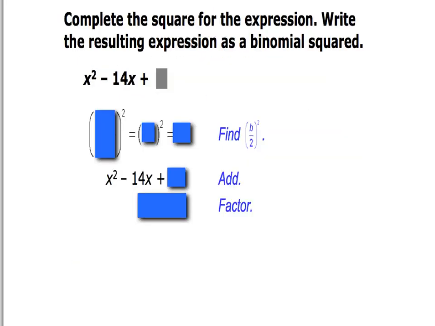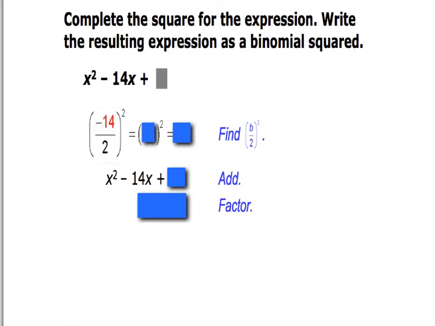Alright, so let's go ahead and practice here. Okay, so I have x squared minus 14x plus what? Well, according to what we just said, we're going to take half of negative 14. Half of negative 14 is negative 7. And then if we square that negative 7, that gives us 49. So what number should go there? If you said 49, I agree with you.